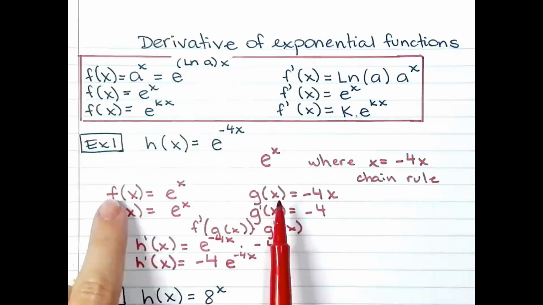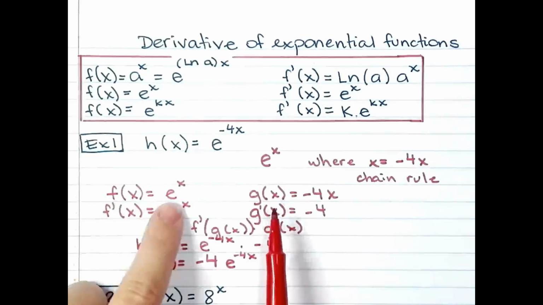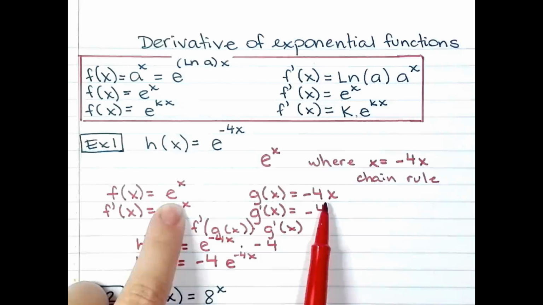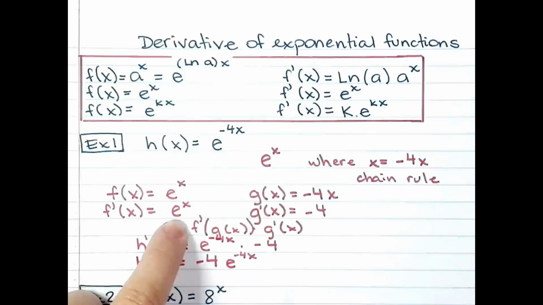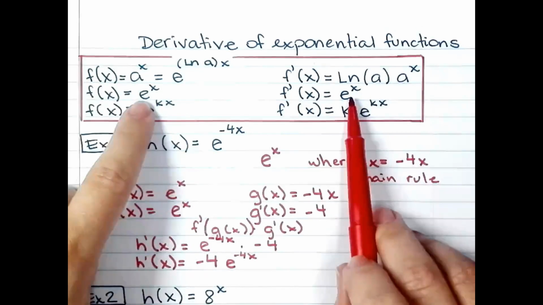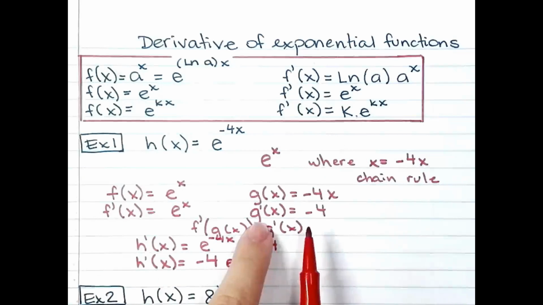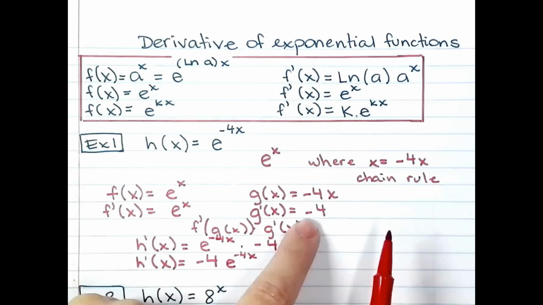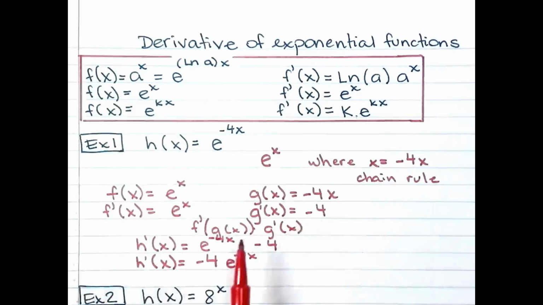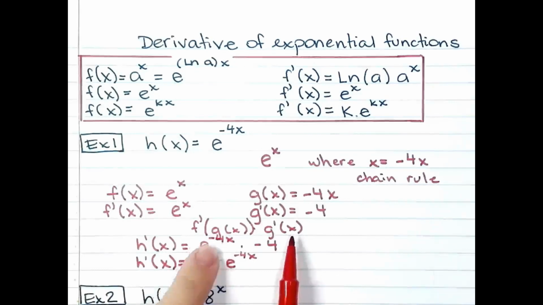So I split that up into f of x and g of x. This is my f of x. This is g of x. The derivative of e to the power of x is just e to the power of x. So easy thing to remember from over here. The derivative of any linear function is the slope. So negative 4. This is the chain rule.